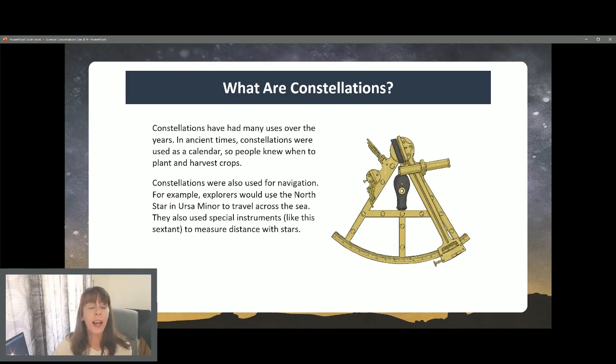Constellations were also used for navigation. The sailors used them to tell them where to go and how to get home. This tool right here is called a sextant. Sailors used it a long time ago, probably in the 1400s. They held it up to the sky and could measure the distance with the stars. And then they knew how long it would take them to get back home or get to a destination. I guess you could say that was their GPS. Whereas today we use our smartphones, they used this. This would be their smartphone.